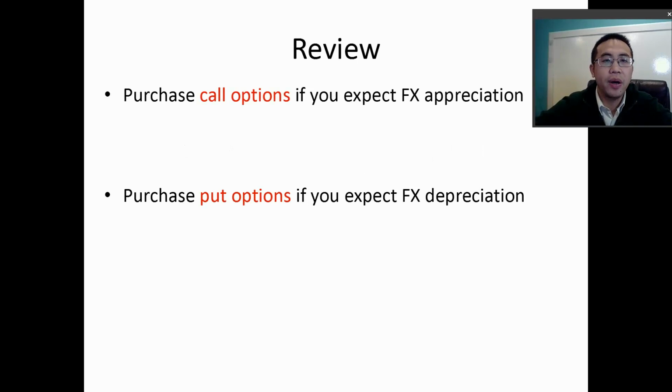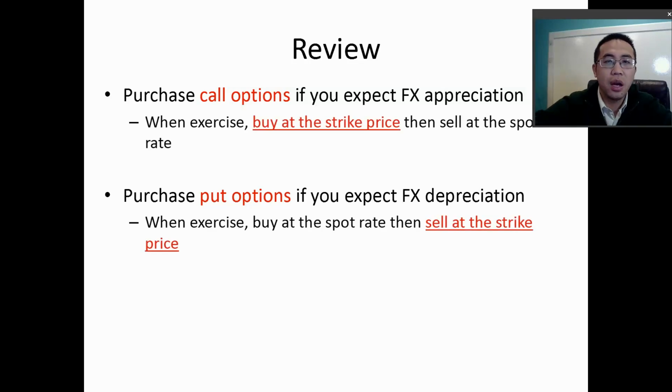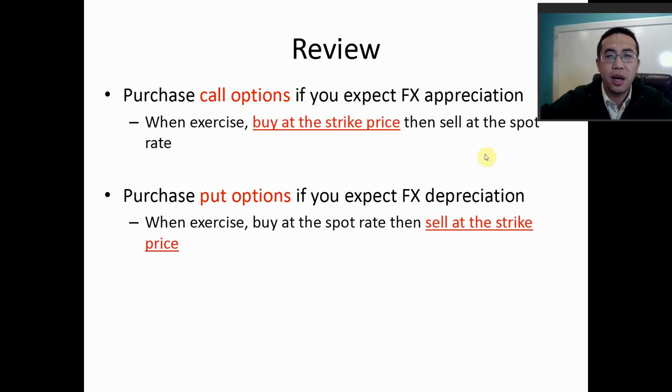An option buyer will purchase call options if they expect foreign exchange to appreciate, and if you think the foreign exchange is going to depreciate, you would purchase the put option. The call option gives the buyer the right to buy at a particular strike price, and if the option is exercised, the buyer would then sell the foreign exchange at the spot rate. So definitely they want the spot rate to be higher than the strike.